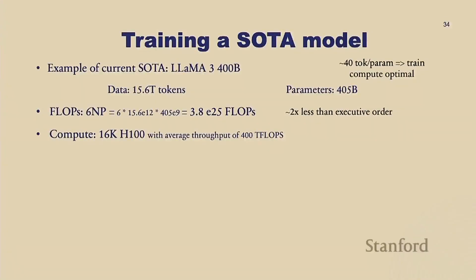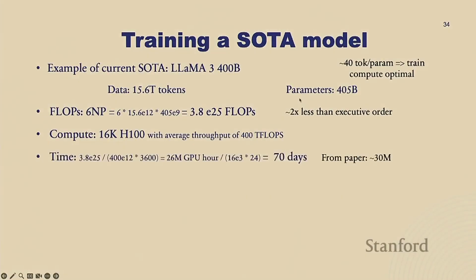Okay, compute. We know that they trained it on 16,000 H100s, and we know the throughput. They said it too. So if you do the computation, it takes around 70 days, or 26 million GPU hours. At least that's with my back of the envelope computation. They actually said that they used 30 million instead of 26 million GPU hours. So maybe they had some challenges. I don't really know. But if you follow the simple computation, it's around 70 days.